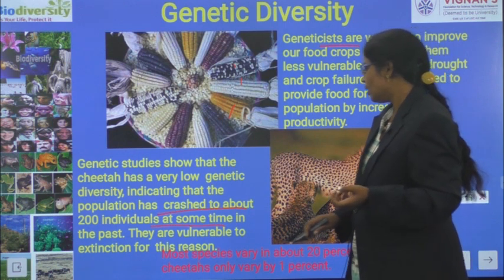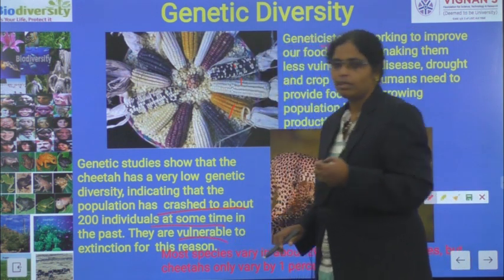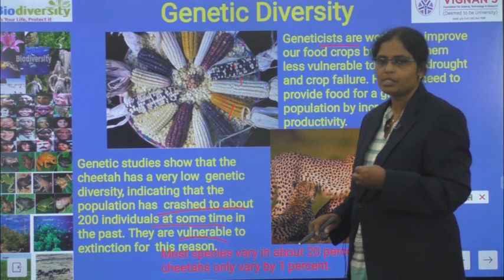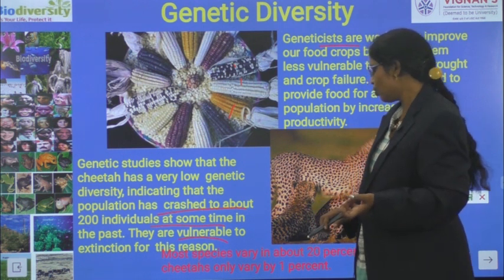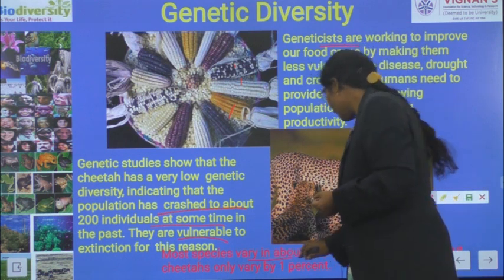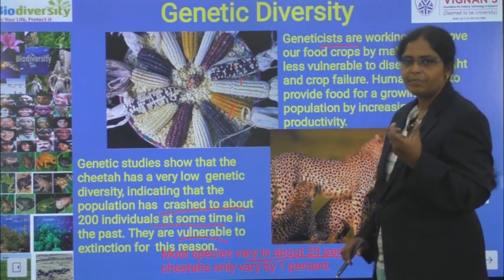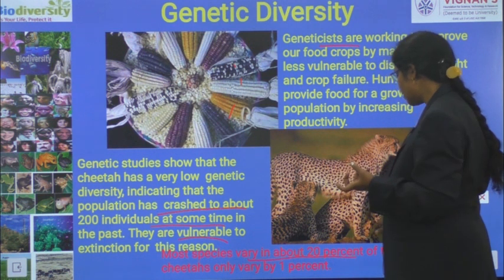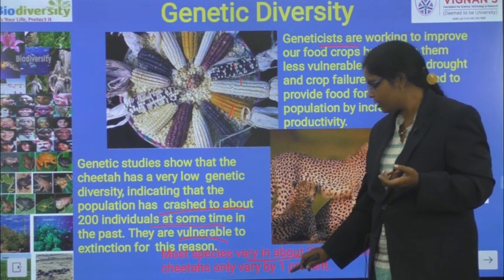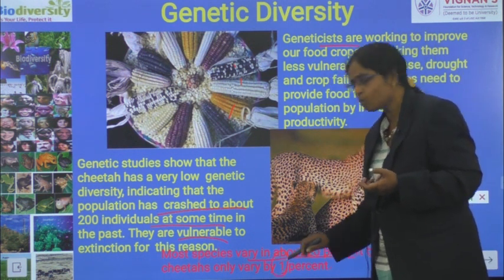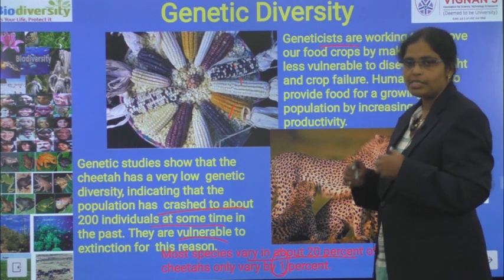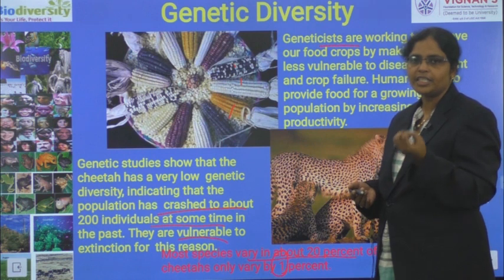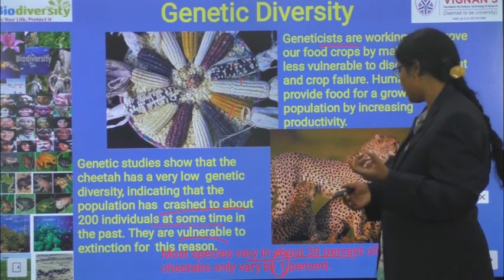So they are vulnerable to diseases because of this, and this particular population may go extinct. The majority of species vary in their diversity, whereas in this particular cheetah the genetic diversity is only 1%. So there is a chance of going extinct, whereas in other cases there is a genetic diversity of 20%.